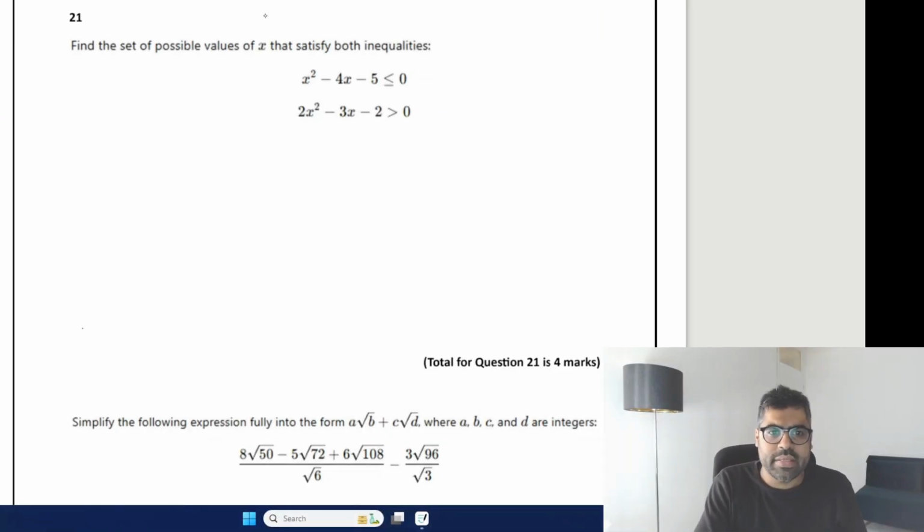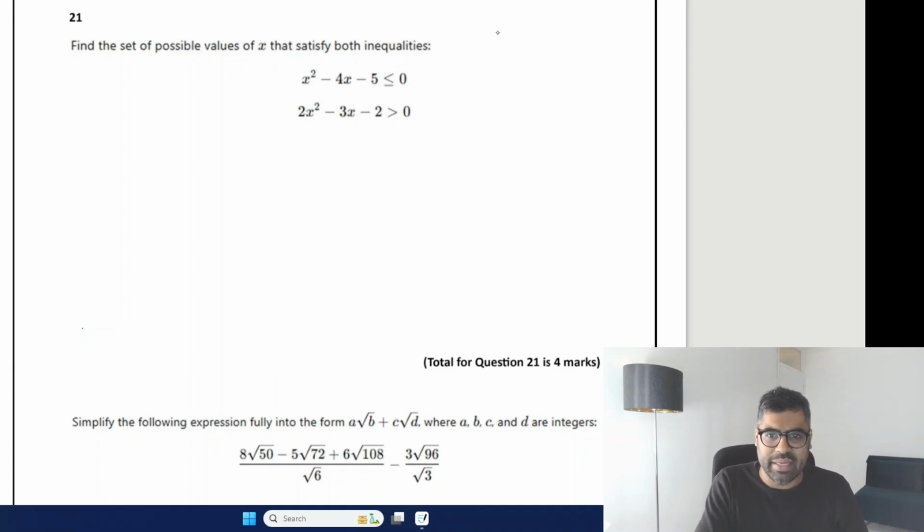Question 1. Find the set of possible values of x that satisfy both inequalities. We've got two quadratics here. They're in the form of inequalities, but really we need to get this to a point that we find the roots, and once we know what the roots are, it's really easy to work out the set of possible values of x. So let's work out the roots of both.